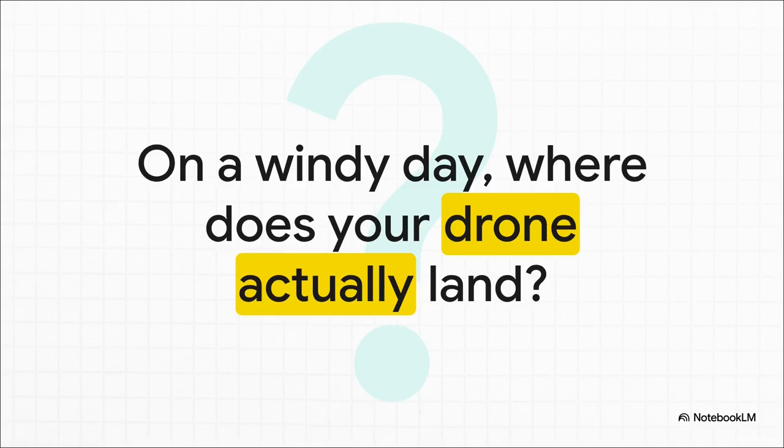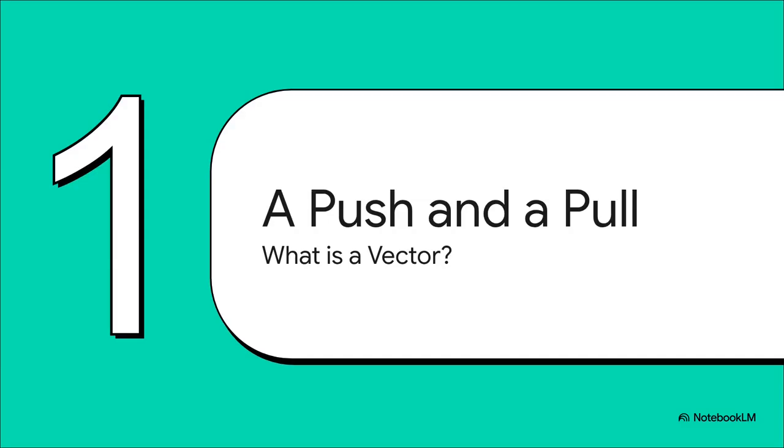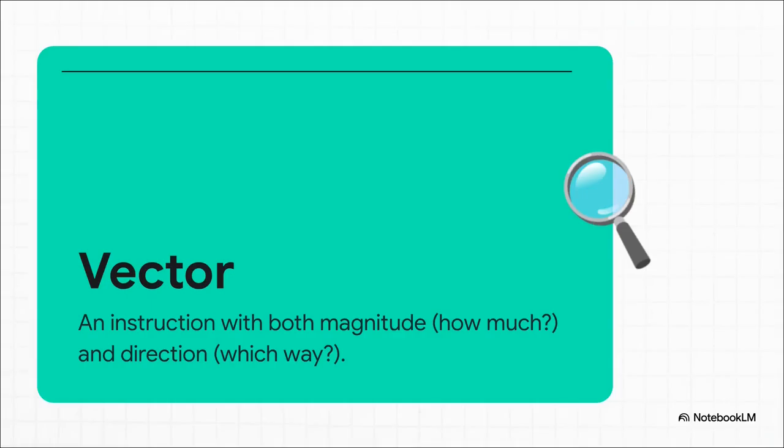To solve this, we're going to need a special kind of tool. And that tool, the hero of our story today, is the vector. You've probably heard the word, but what is it really? A vector is just how we talk about any force that has both strength and a direction. You know, a push and a pull. So, before we can solve our drone problem, we've got to get a handle on what exactly a vector is. So what is a vector?